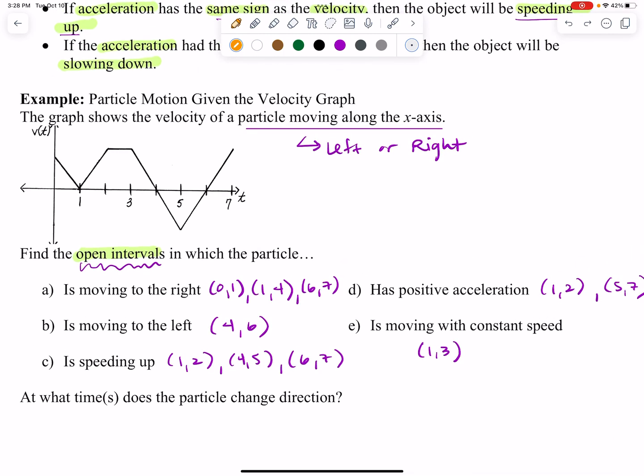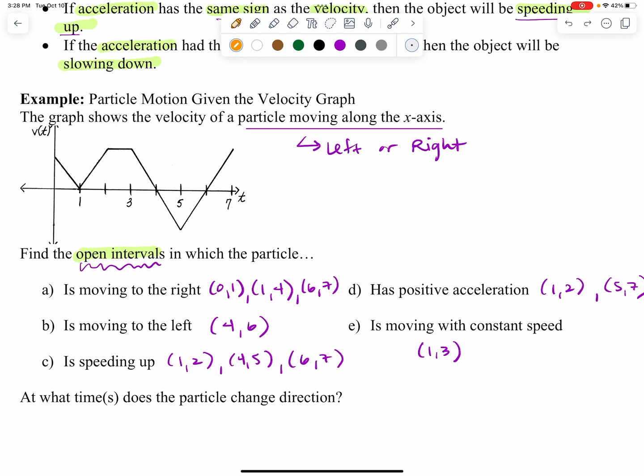So for where the particle, or at what times the particle changes direction, so when it changes from left to right or right to left, we could put it together by looking at part A and part B. But for the particle to change direction, the velocity would have to change sign, and for velocity to change sign, it would have to pass through 0.